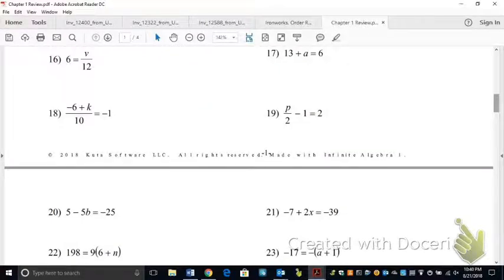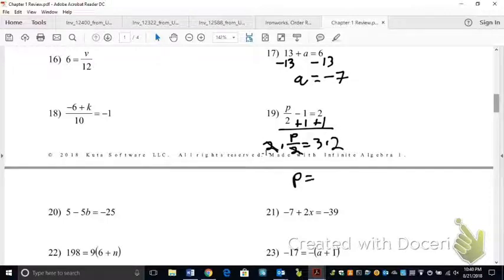We have 13 plus a equals 6. So the 13 and the a are combined by addition, so we want to use subtraction. Do it to one side, gotta do it to the other. So we have a equals negative 7. 19 is now a two-step problem. We want to get rid of that 1 first, so we're going to add 1 to both sides. And we get p over 2 equals 3. It's p divided by 2, so in the inverse operation, we want to multiply by 2. That's going to give us p equals 6.